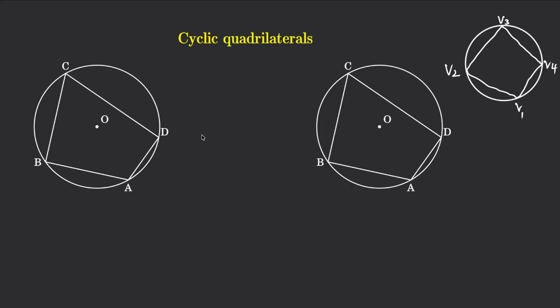Now talking about the theorem that pertains to cyclic quadrilaterals. The theorem goes that the opposite angles of a cyclic quadrilateral are supplementary. So which means that let's mark this angle as C, let's mark this as A. The theorem is saying that A plus C is equal to 180 degrees. That is what supplementary means.